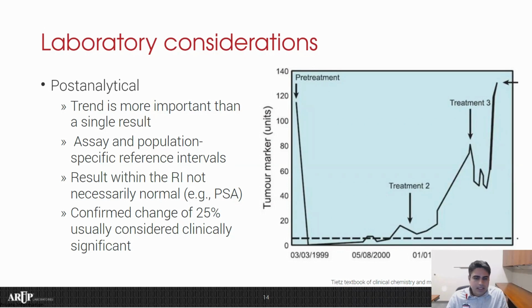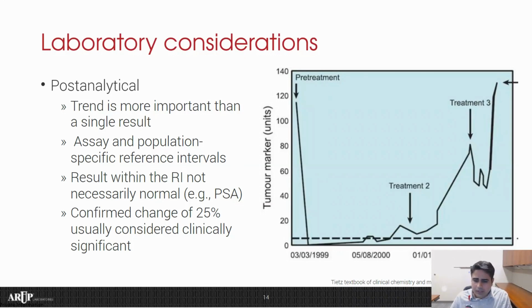As far as post-analytical considerations are concerned, there are a few things to note. So the first one is that trend is more important than a single result. On your right-hand side, you can see that there are dates that range from the year 1999 all the way up to 2003. And the first measurement at the top left is a pre-treatment measurement, when a patient had a very high concentration of a certain tumor marker. And then they underwent treatment and their levels were below the reference range or within the reference range.